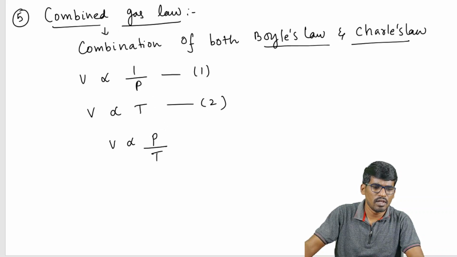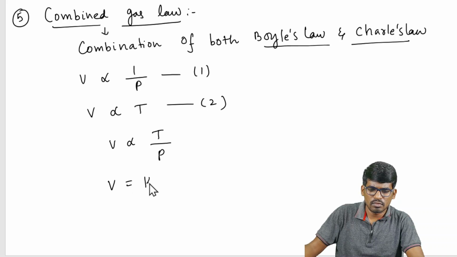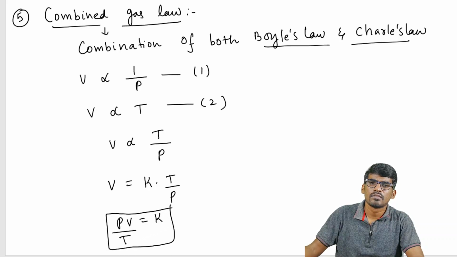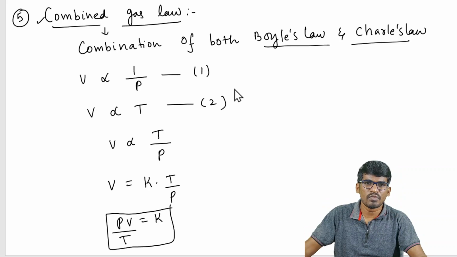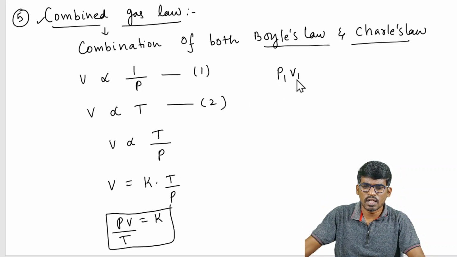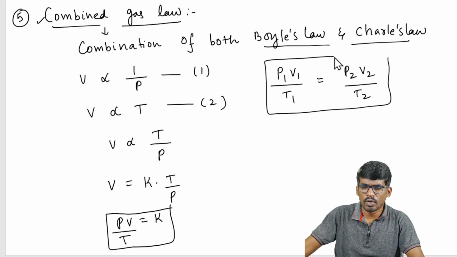So V is directly proportional to T by P, and V is equal to K into T by P, and PV is equal to what we are going to get. This is PV by T is equal to constant. This is the equation for the combined gas law, but different conditions are there. If different conditions are there, then you will get P1 V1 upon T1 is equal to P2 V2 upon T2. It is very important.